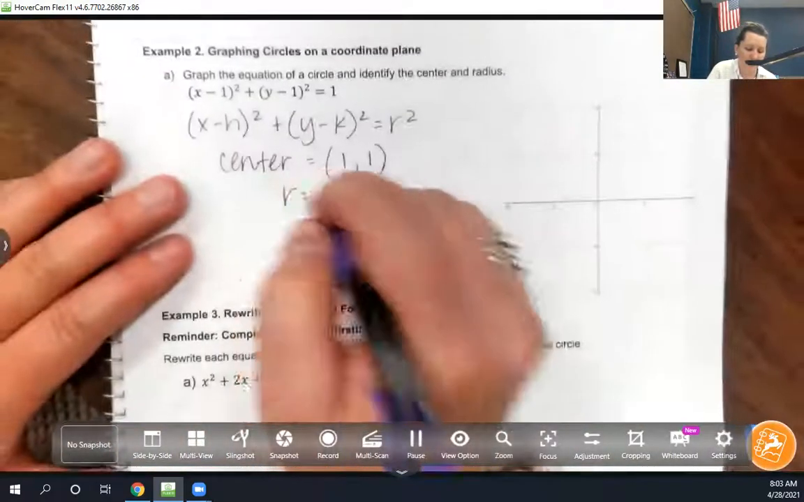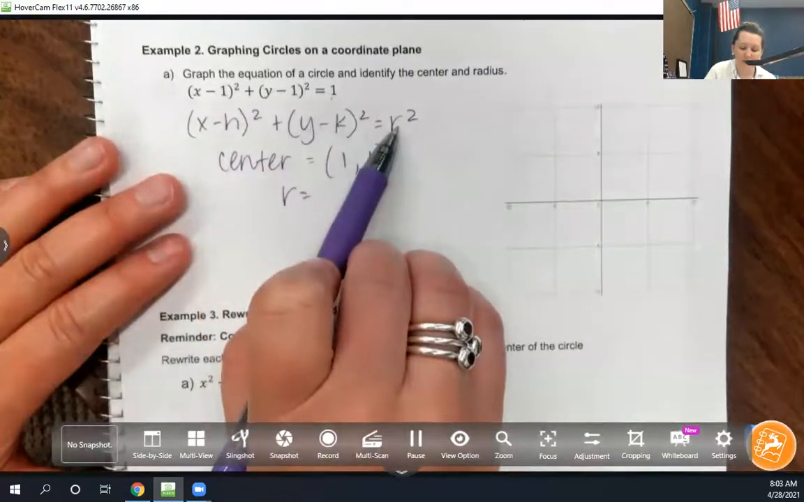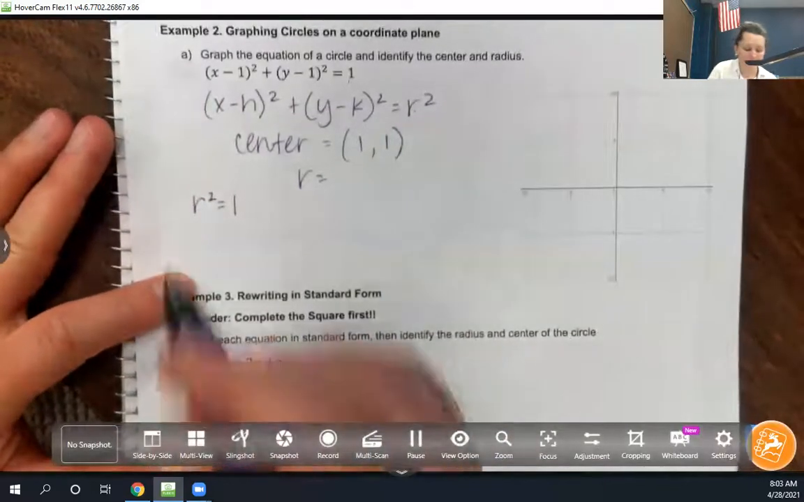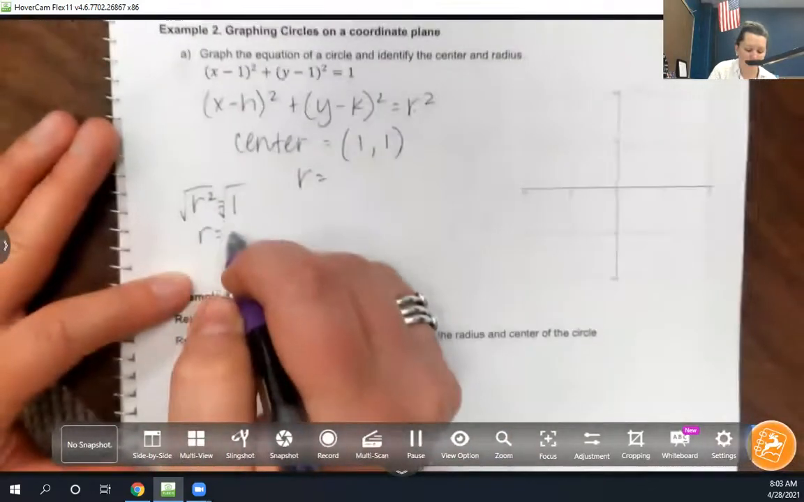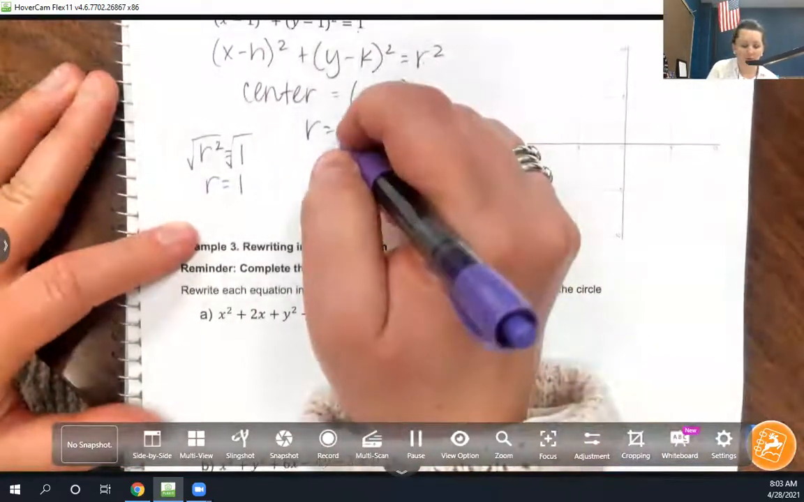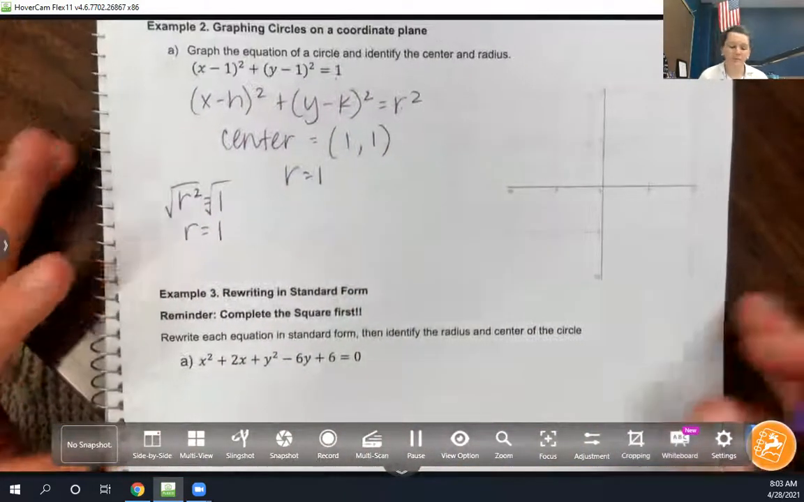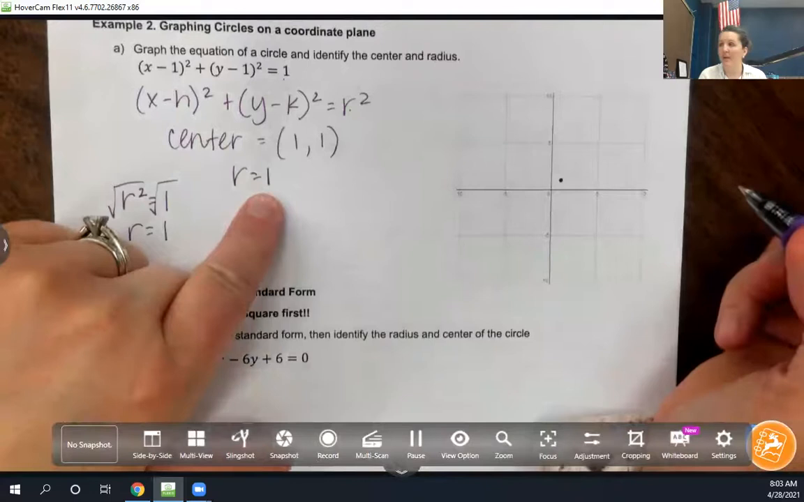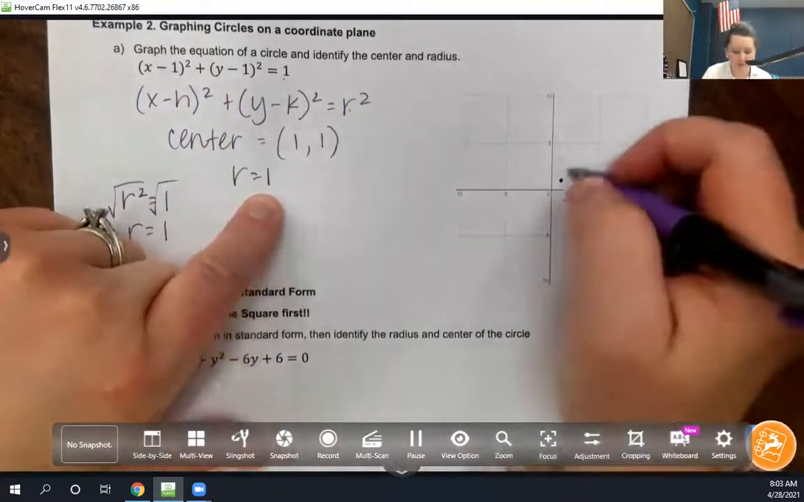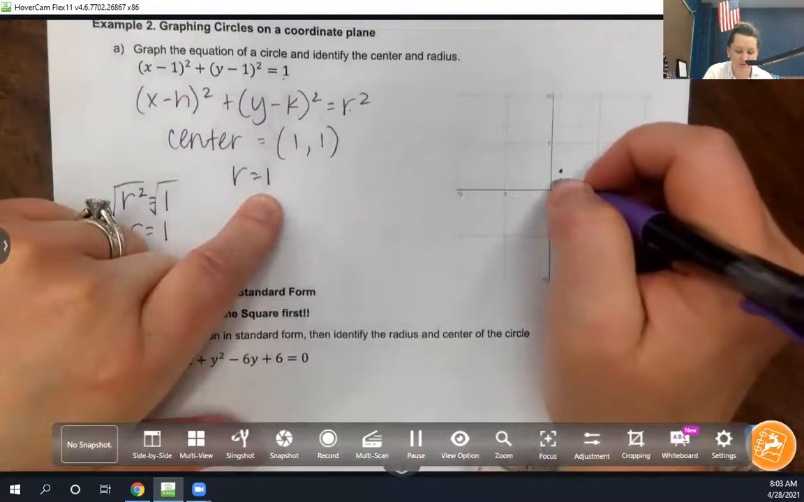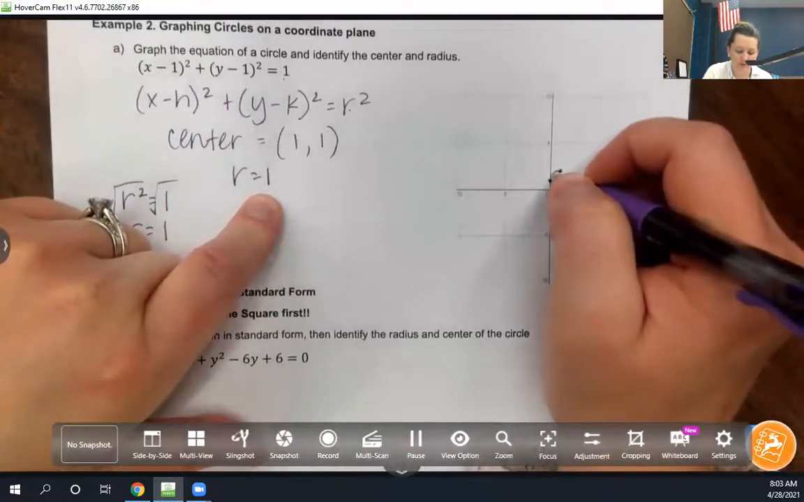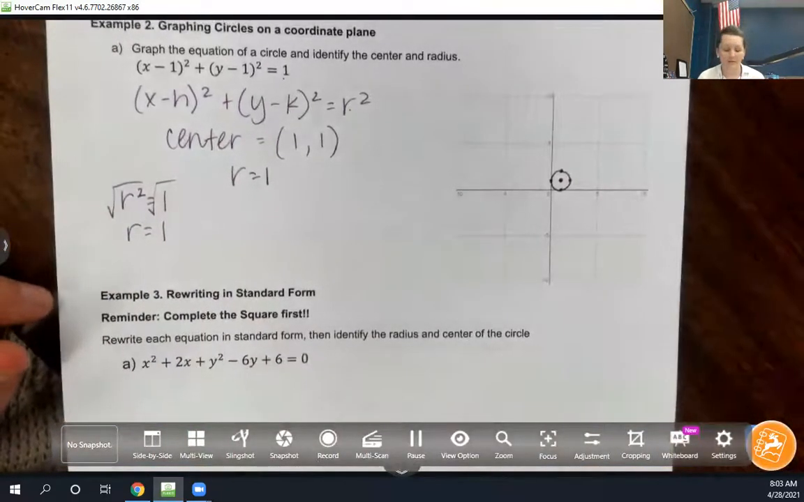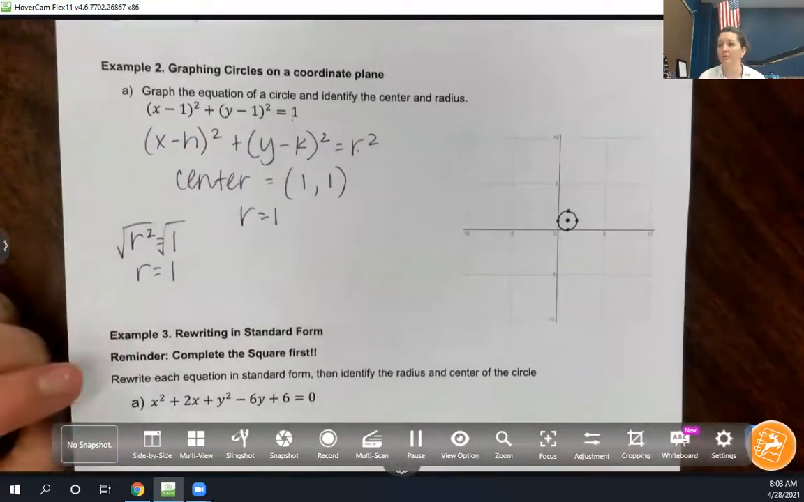So my radius squared equals 1 here. To solve for that radius, I know it's kind of easy on this one, it's just the square root of that. So your radius is 1. When we graph, I'm going to start at my center, (1, 1), and then count my radius in north, south, east, and west. So I'm going to go up 1, over 1, and down 1. And then that's going to form our circle here. We got a little tiny circle. So that's how you graph that circle in standard form.